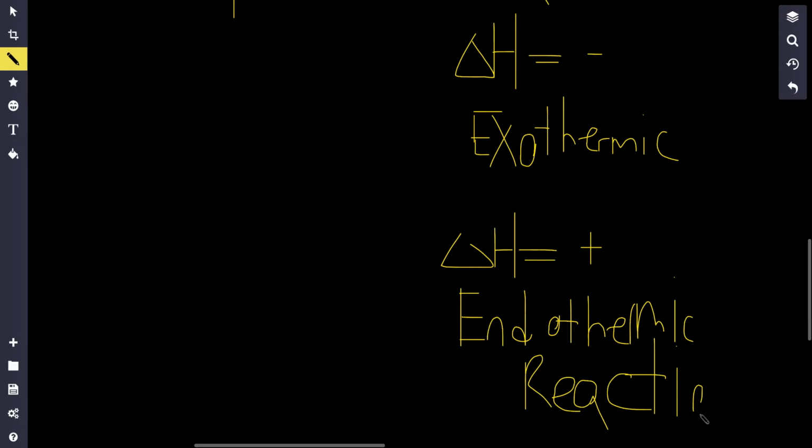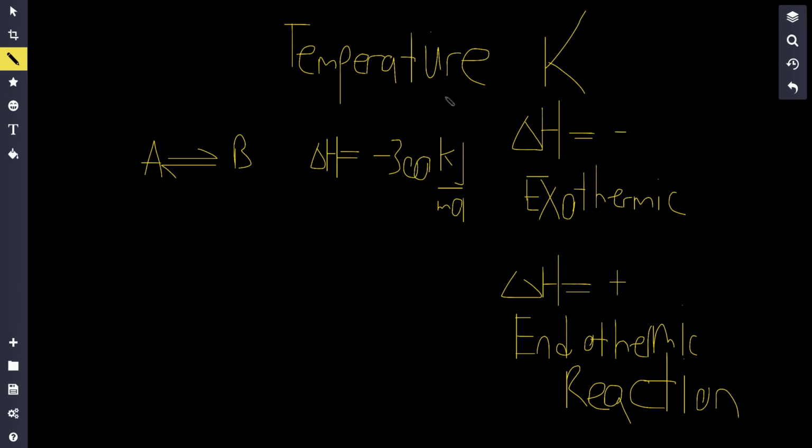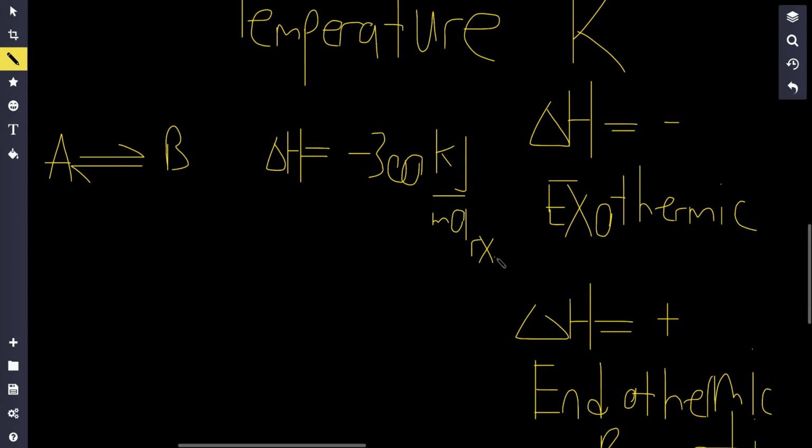Now, let's keep it simple. Let's say we have A at equilibrium with B. And let's say that my change in enthalpy is negative 300 kilojoules per mole of reaction. I should probably say mole of reaction.